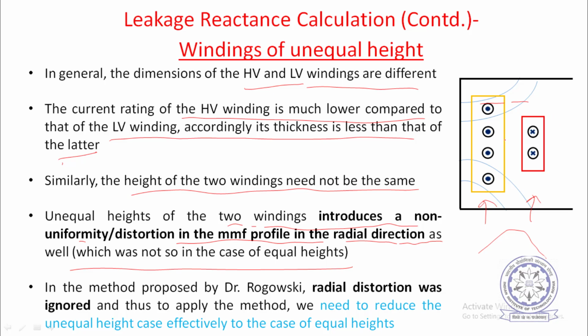Now, if the windings are unequal, this introduces a non-uniformity or distortion in the MMF. In the method proposed by Rogowski, radial distortion was ignored. Thus, to apply the method, we need to reduce the unequal height case effectively to the case of equal heights. And so, there is a procedure actually. By the procedure, you simply see the radial direction and axial direction and plot the MMF.